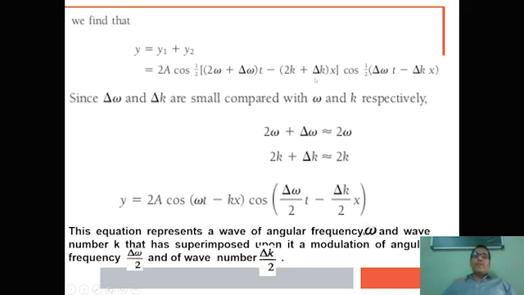So this equation can be rewritten as y is equivalent to a cos(omega t minus kx) times cos(delta omega by 2 t minus delta k by 2 x), and this is similar to the first one. So the nature of the wave is not changing, but it is modulated by this additional term, cos of delta omega by 2 t minus delta k by 2 x, and the velocity.